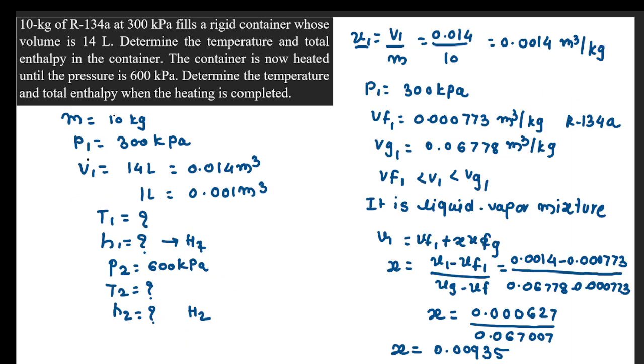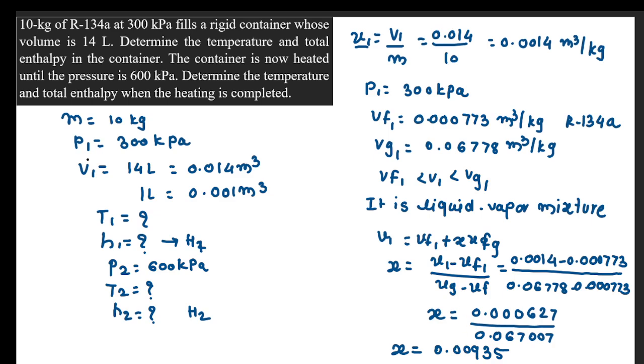So just let me revise this answer. Here mass is given as 10 kg, pressure P1 is 300 kilopascal, V1 is given as a volume 0.014 meter cube. We need to find out initial temperature T1, total enthalpy at state 1 and total enthalpy at state 2. So we first find out the specific volume using volume divided by mass, and we compare this with the Vf1 and Vg1, and P1 is equal to 300 kilopascal. We found that V1 is greater than Vf1 and it is less than Vg1. So we found out the dryness fraction x.